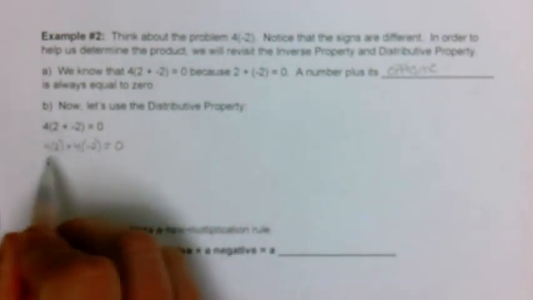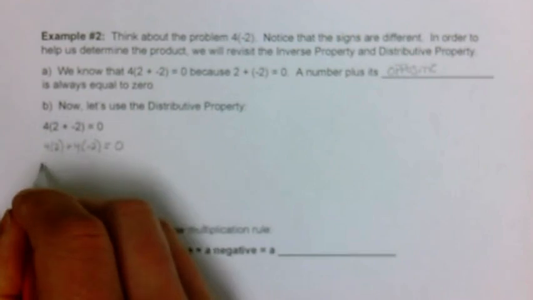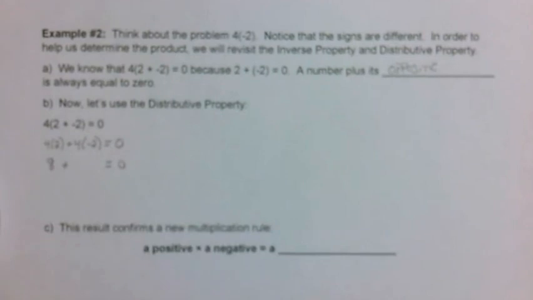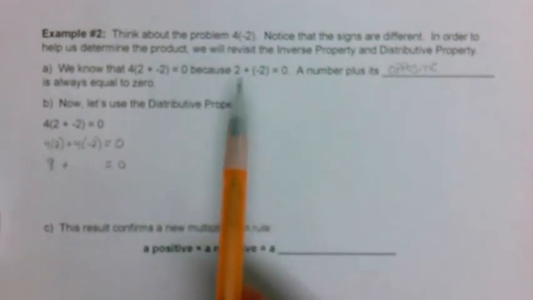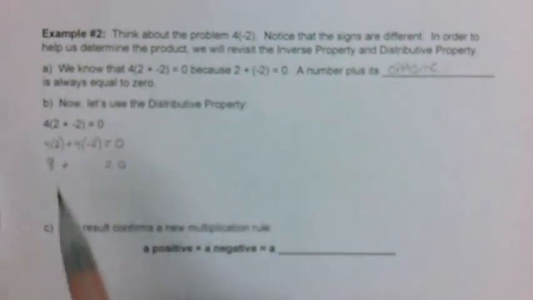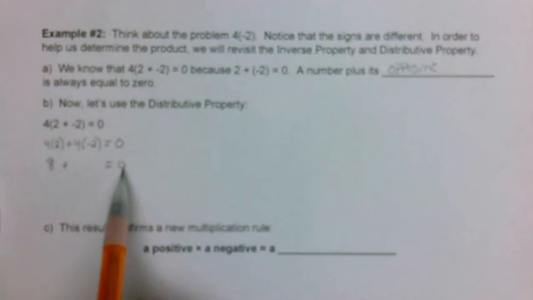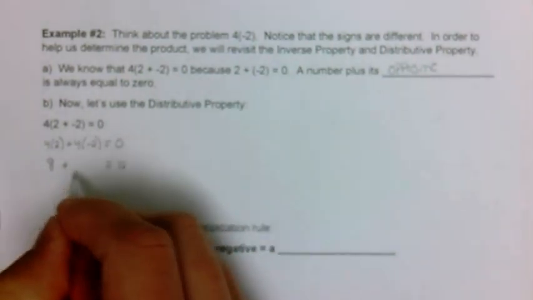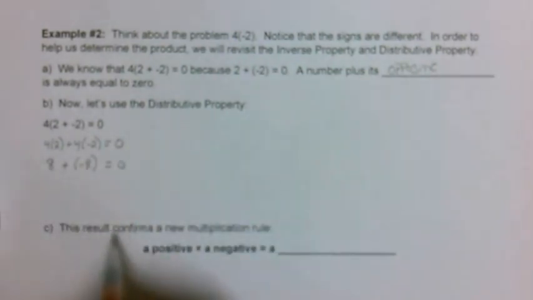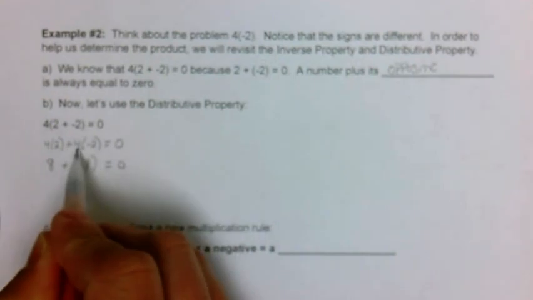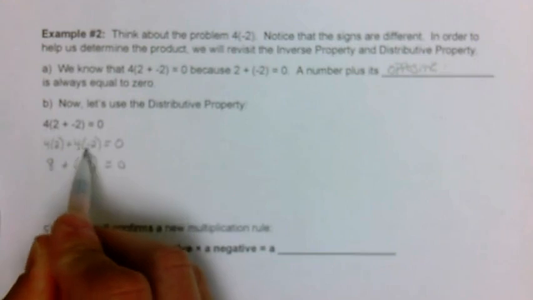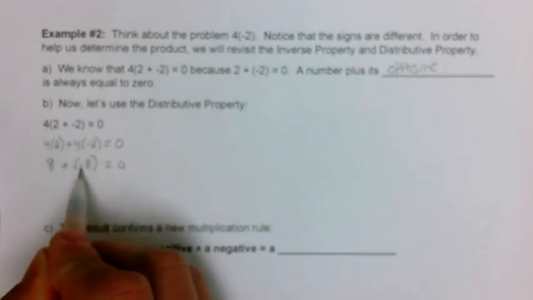Let's figure out how much this is going to be. Well, 4 times 2 we know is 8. 8 plus something has to equal 0. Again, if we revisit the additive inverse property, a number plus its opposite is always equal to 0. So if this is 8, the only way that I can get 0 when I'm adding is if this value is 8's opposite, which is negative 8. This result confirms a new multiplication rule. 4 times negative 2 is negative 8. A positive number multiplied by a negative number must be a negative number.